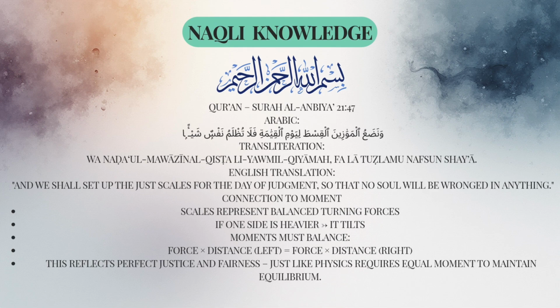In the translation, and we shall set up the scale for the Day of Judgment, so that no soul will be wronged in anything. From this verse, we can relate to moment. The scale represents balanced turning forces. If one side is heavier, it tilts. Moment must balance equally left and right, where force times distance at left is equal to force times distance at right. This reflects perfect justice and fairness, just like physics requires equal moment to maintain equilibrium.